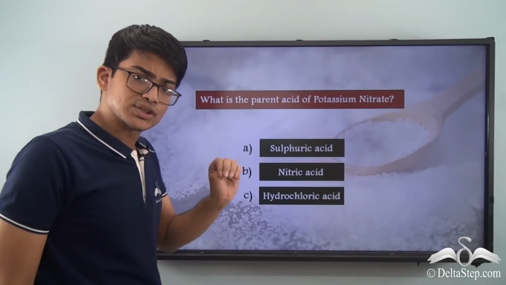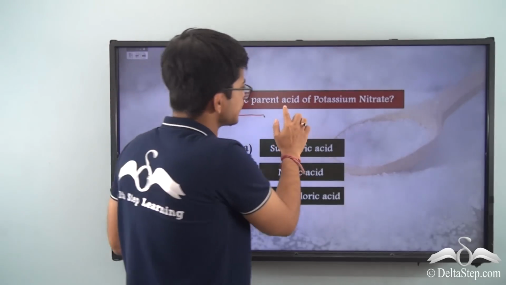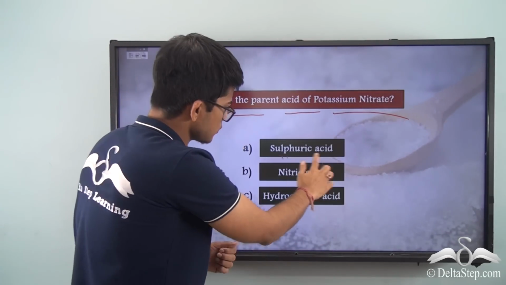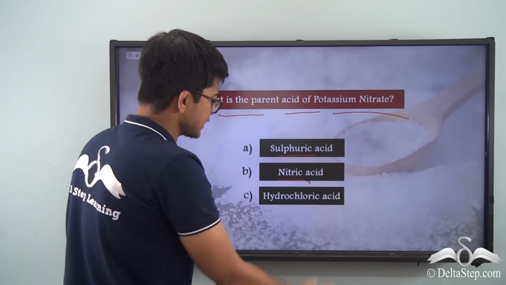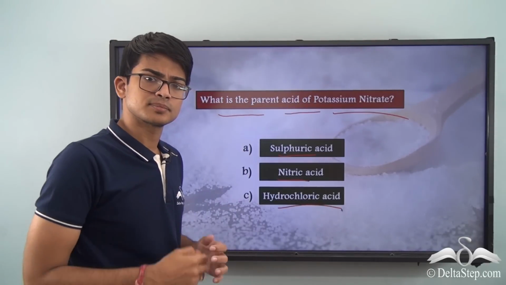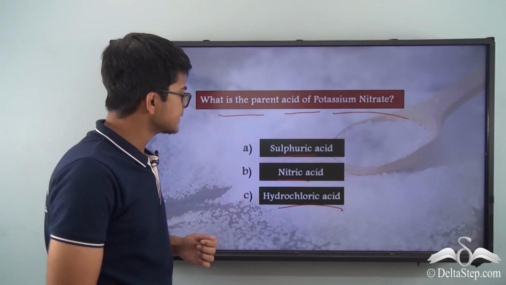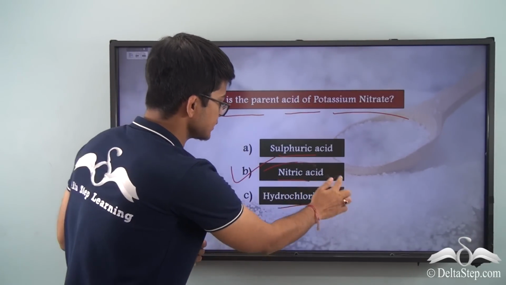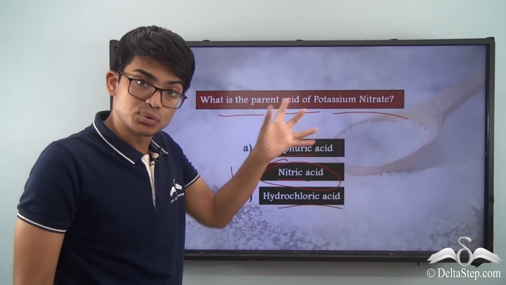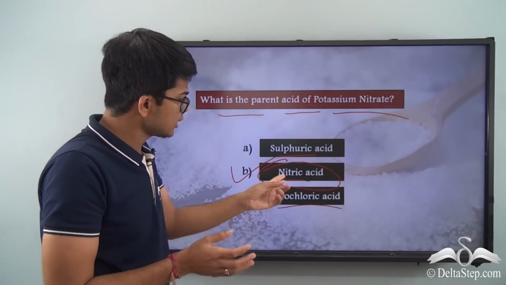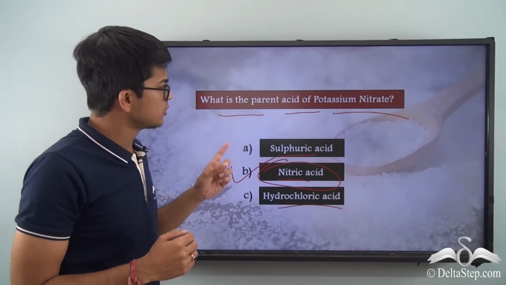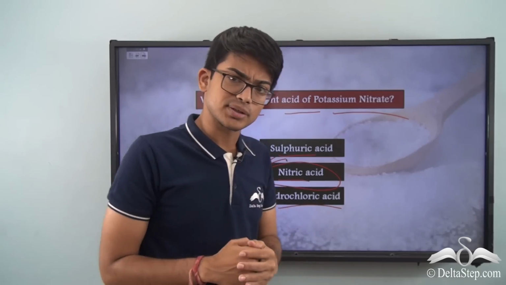Okay, so now we have a question. What is the parent acid of potassium nitrate? Option A is sulfuric acid, option B is nitric acid, option C is hydrochloric acid. The correct answer is option B, nitric acid. We discussed how a strong acid will give a neutral component at the end. Nitric acid, as we already studied in the previous chart, will be the parent acid of potassium nitrate.